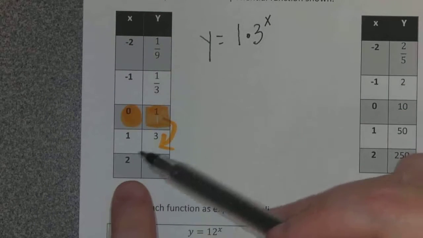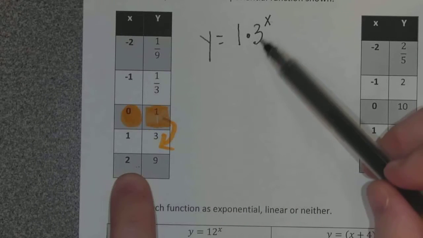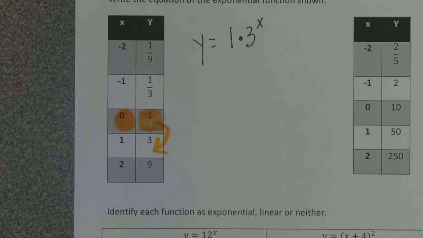Then I like to just try it to make sure it works. So let's plug this 2 in and see if it works. 3 squared is 9. 9 times 1 is 9. So that checks out and I'm good to go.